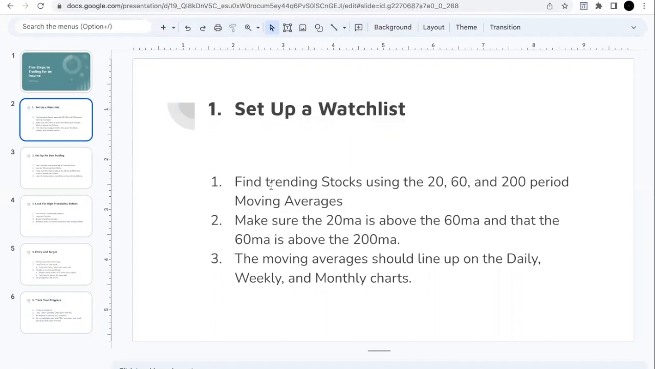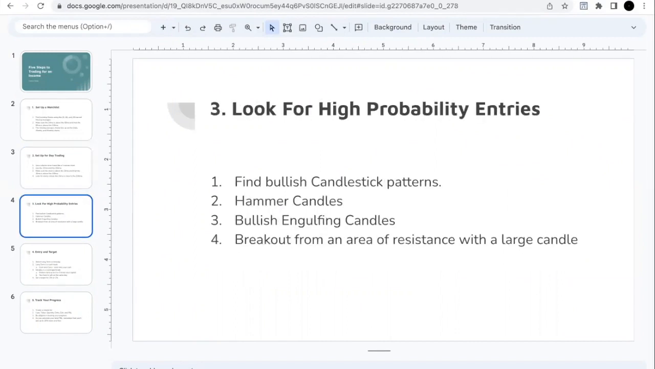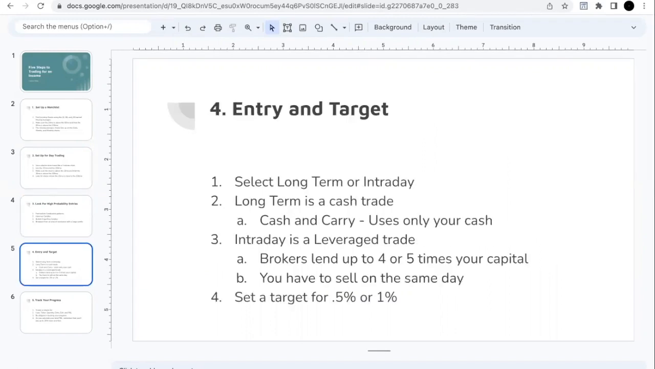First, you want to be able to set up a watch list. Second, you want to set up for day trading. I'll explain what I mean by that because we've been doing swing trading all this time. We are, but the setup will be for day trading. And then look for high probability entries. Number 3.